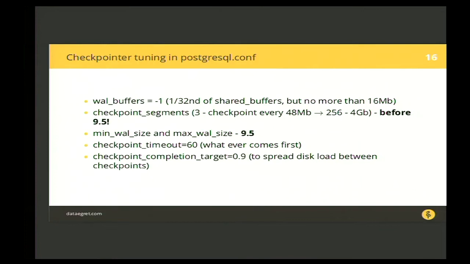The last parameter which is important for us in this case is checkpoint_completion_target, which regulates the intensity of these spikes. If we say 0.1, which means 10%, because it's from 0 to 100%, the checkpointer would try to make the checkpoint very intensively and finish it in 10% of the time. If instead we put 0.9, it tries to do the checkpoint less intensively and finishes it in 90% of the time, for example.